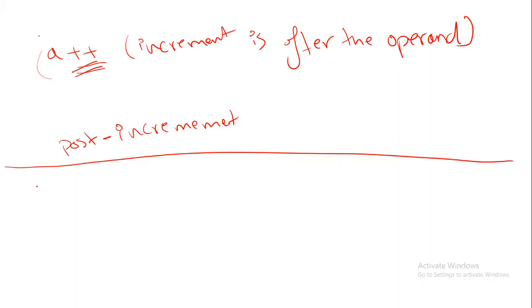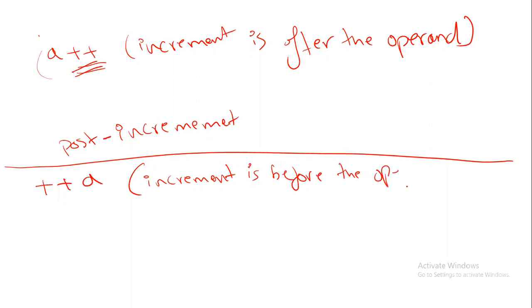Okay. Then we have one more thing, that is ++a. Here now, don't you think this ++ operator is before the operand? If the increment is before the operand, it is called the pre-increment operator. This is post-increment, and this is pre-increment. I hope this concept is clear.